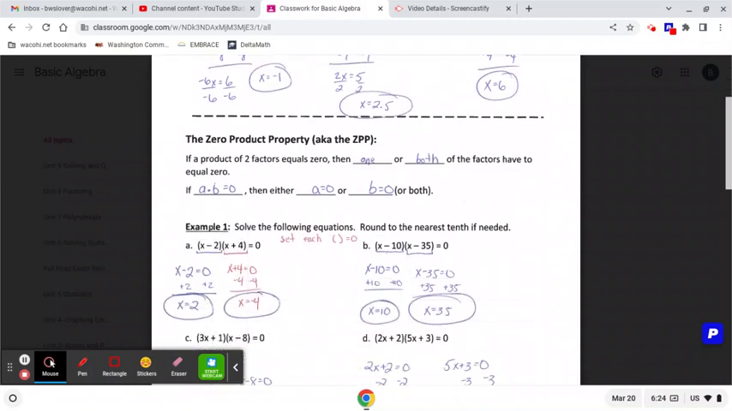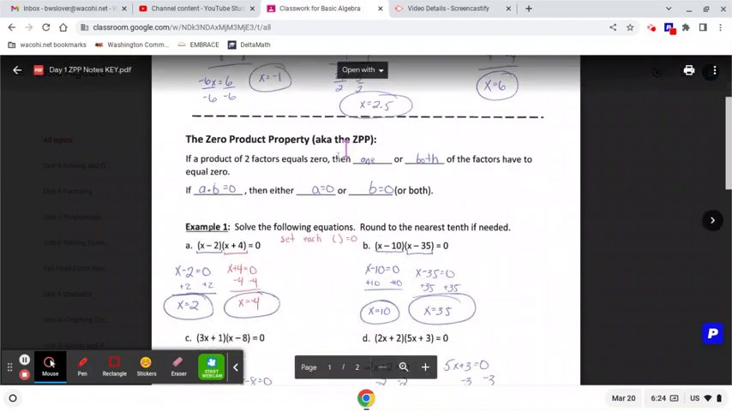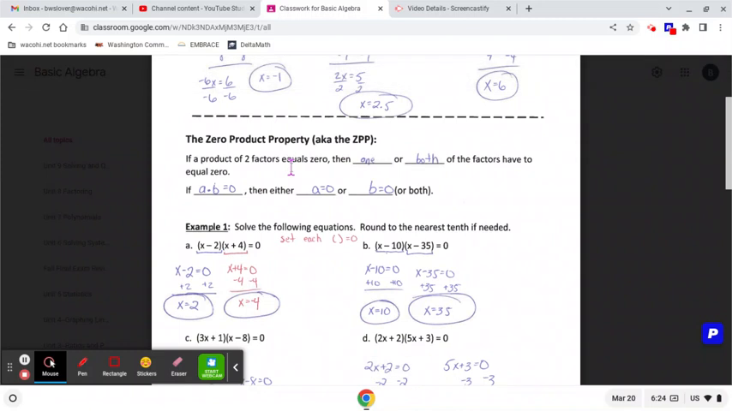So the zero product property, aka ZPP: if a product of two factors equals zero, then one or both of the factors have to equal zero. So if A times B equals zero, then A equals zero or B equals zero, or both. So let's see this in action.